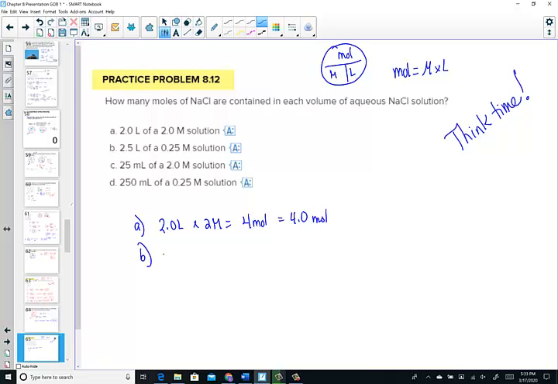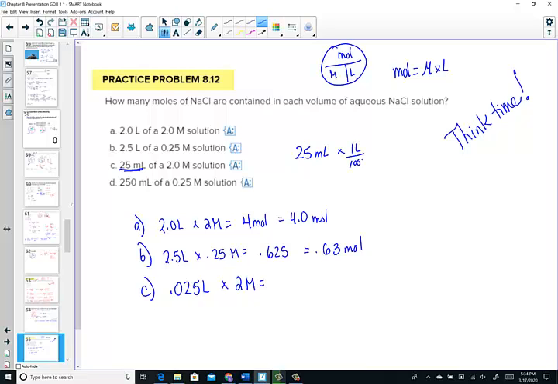Letter B. 2.5 liters times 0.25 molar. What'd you get? What's 2.5 times 0.25? 0.625. I'll give that 2 sig figs. 0.63 moles. And letter C. 0.025 liters times 2 molar. Remember, this has to be brought over 25 mils. You're going to divide by 1,000, and that's where I got 0.025 liters from.